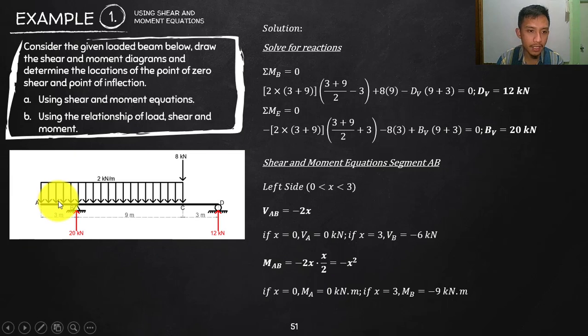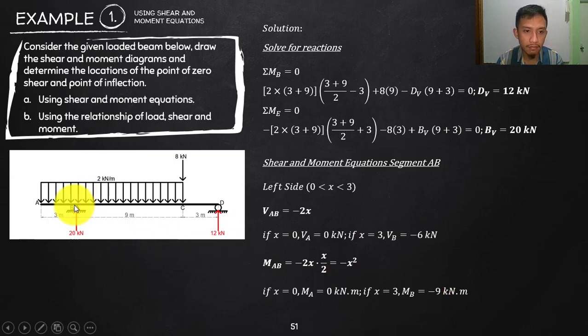Now the moment. Take a moment at the section where I cut, at a distance X from A. This UDL will be counterclockwise, which is negative: 2X times the distance of that, which is half of X, X over 2. So you will end up with negative X squared. That is our moment equation at member AB. Substitute X is 0, that is moment 0, which is true because that is a free end, so that should be 0 moment. And then substitute 3 in our X, that will be negative 9, that is our moment at B.